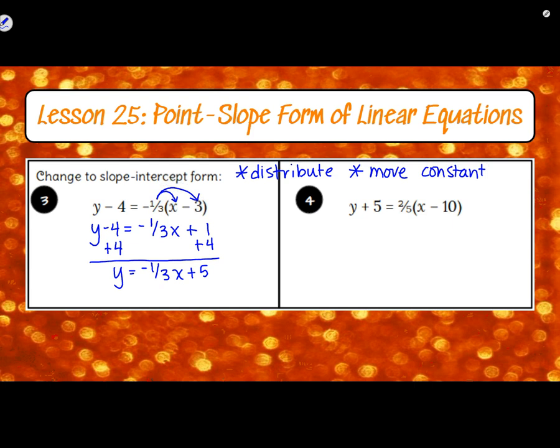So let's look at distributing the 2/5. So y plus 5 equals 2/5 x minus 4, and then subtract 5. So y equals 2/5 x minus 9. So if that's easier for you to do than to do the point and the slope, that's fine. But just remember, there might be some weird fractions that pop up where doing the point and then doing the slope might be better.